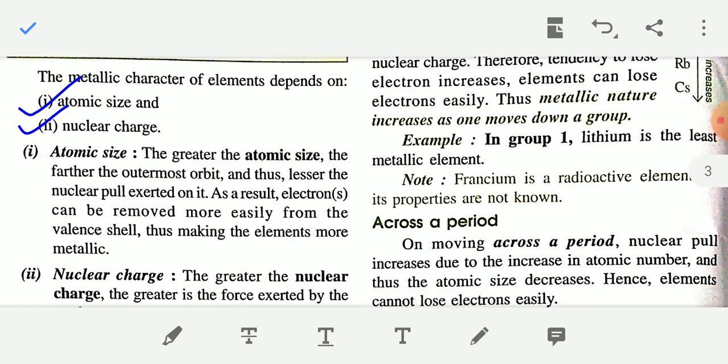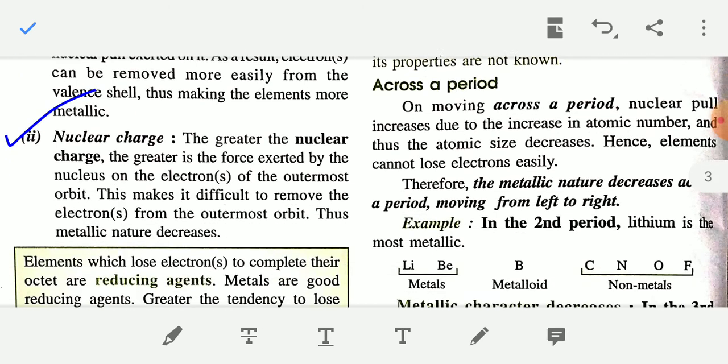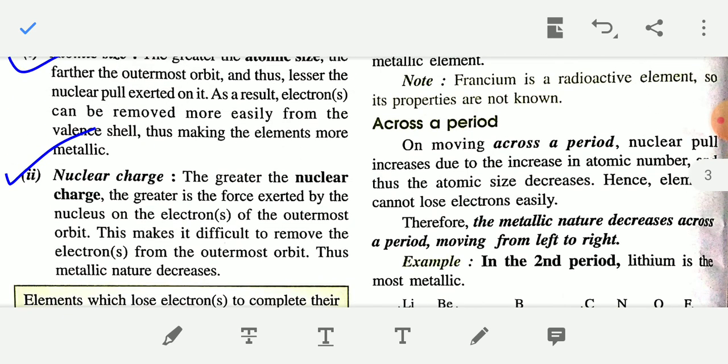As the atomic size increases down the group, the force of attraction between the nucleus and the outermost shell decreases. So metallic character increases down the group. Across the period, size decreases, which means the force of attraction between the nucleus and the outermost shell increases, so metallic character decreases from left to right. So atomic size and nuclear charge are the two factors which determine the metallic character of elements.